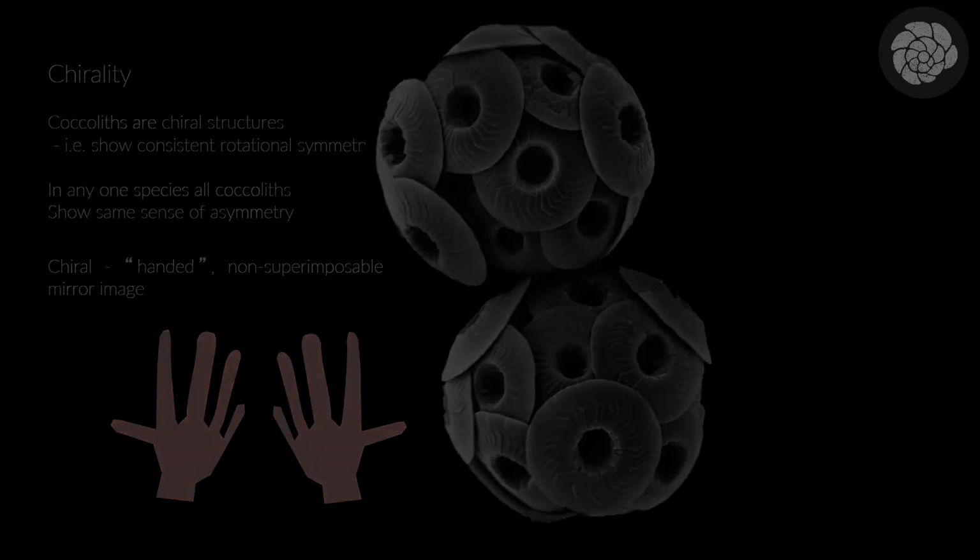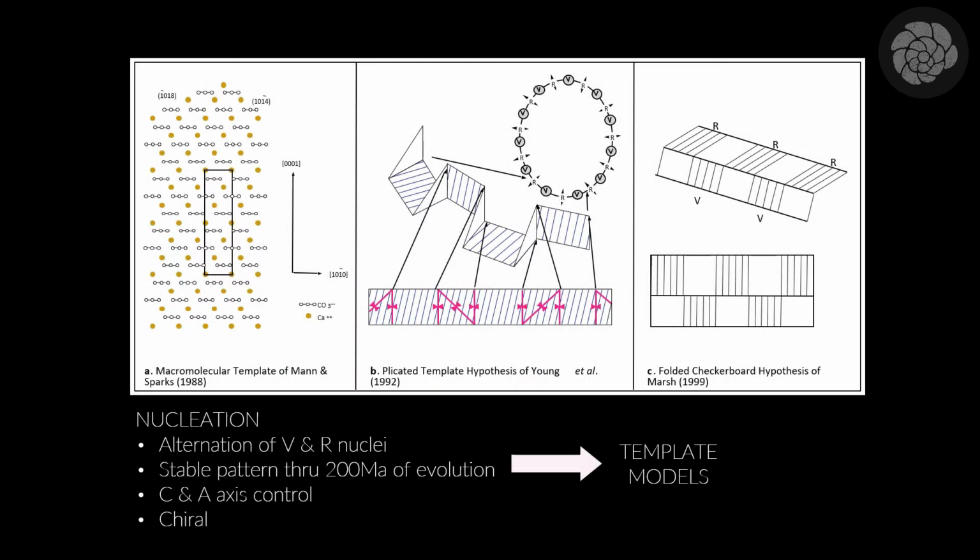That leads to the prediction that what's controlling the nucleation is probably some kind of molecular template. The basic idea is that we have some kind of macromolecule which has binding sites which mirror the ionic array in calcite. Mann and Sparks in 88 suggested there's some kind of template which accounted for the fact that all the Emiliani Huxley crystals were perfectly aligned, completely controlled in terms of both their C-axis, which is the optic axis, and also the A-axis. So it's completely aligned crystals.